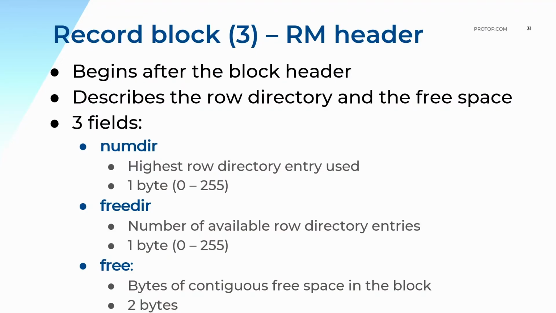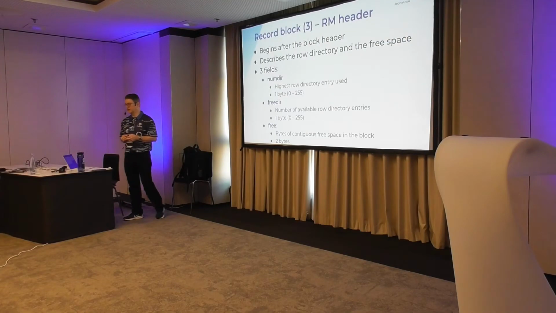So let's look at that RM header in a little more detail. It's a small structure. It's only 4 bytes. It has 3 fields, and they describe the row directory and the free space. So the 3 fields are called numdir, freedir, and free. Numdir and freedir are each 1 byte, so they can hold a value from 0 to 255.